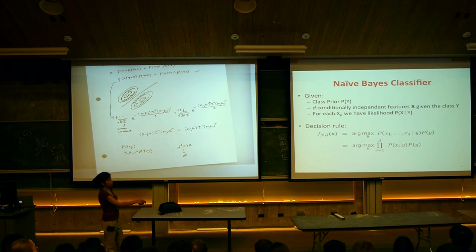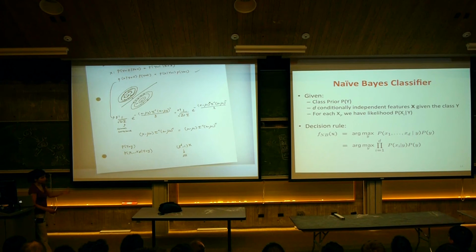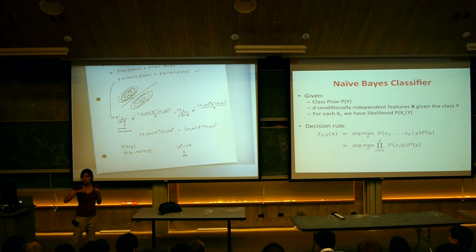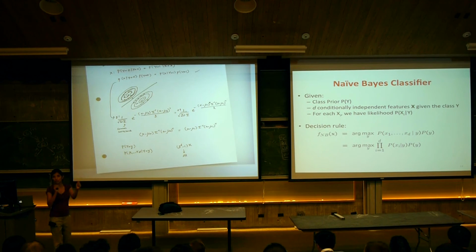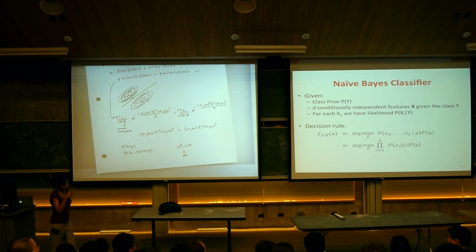And so our decision rule, which was the Bayes optimal classifier, the naive Bayes version of it is simply the one that replaces this joint distribution with a product over the marginals. Okay? So that's just the decision rule. It's simply taking that joint distribution where you were modeling all the features simultaneously and writing it as a product of 1D distributions.